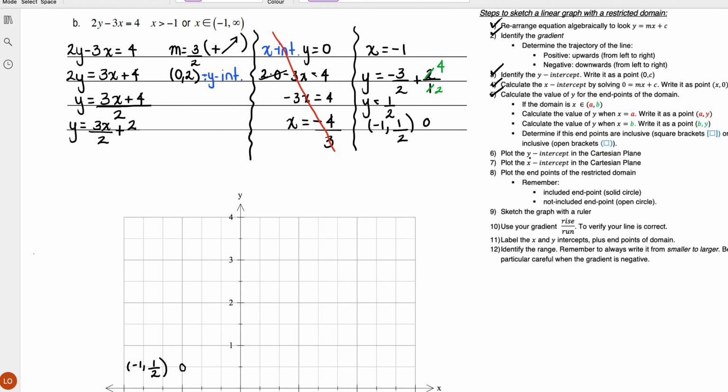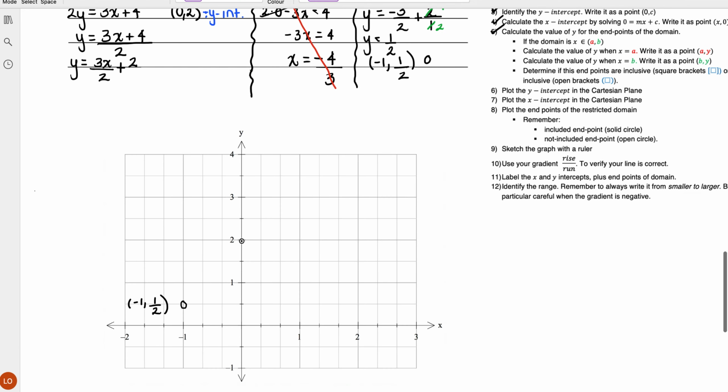Now we're going to plot the Y-intercept. Where is my Y-intercept? I had it here, 0, 2. So this one actually is included, so I put my point there. Wonderful. Plot the X-intercept. Do I have to plot the X-intercept in this case? No, because it's not part of my domain, so I don't have to plot it. So in this case, this doesn't apply. Plot the endpoints of the restricted point. I already have this one, and the other one is infinity, so I have done that one.